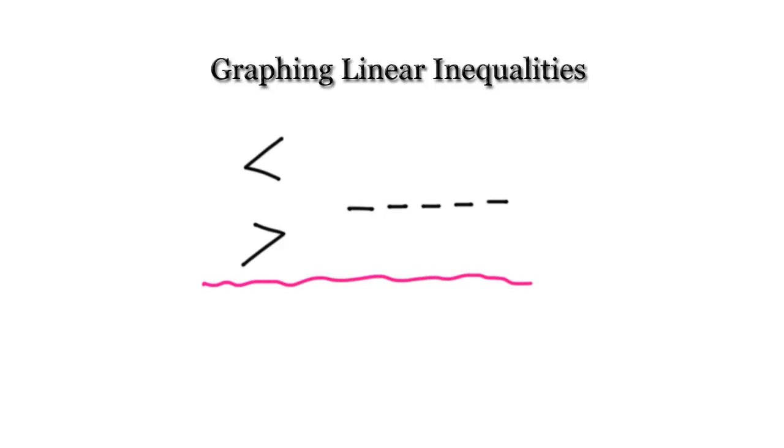Hello everyone. For this lesson, I'll show you how to graph linear inequalities. Before we get started, you need to understand that whenever you have a less than or greater than, you're going to use a dashed line when you're graphing, okay? If you have a less than or equal to or a greater than or equal to, you're going to use a solid line. Okay?